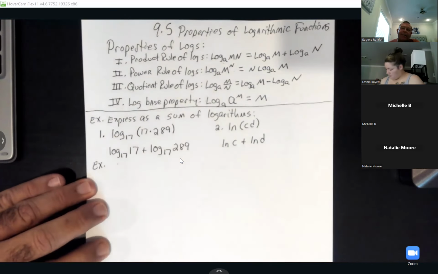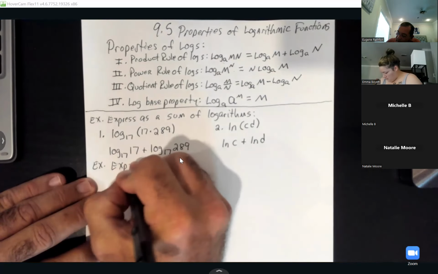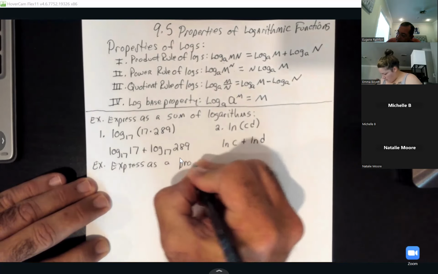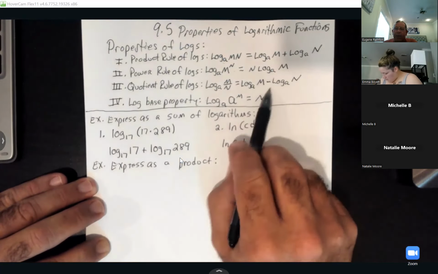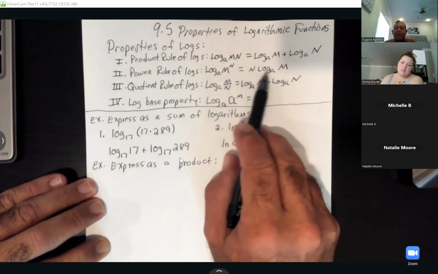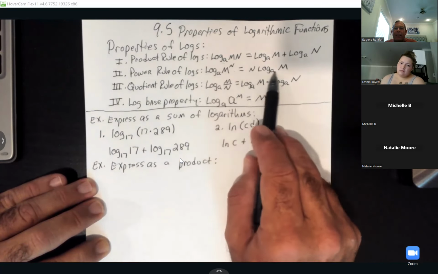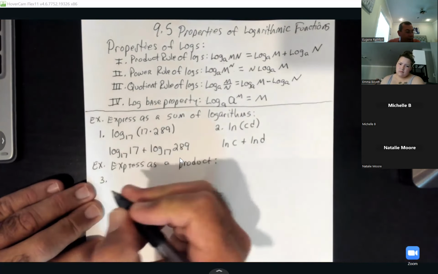So then the next one they say, express as a product. We all look up here. The only thing expressed as a product is this power rule stuff. And all I did was bring the exponent down to the front and wrote it as this product here. So watch this for number 3.